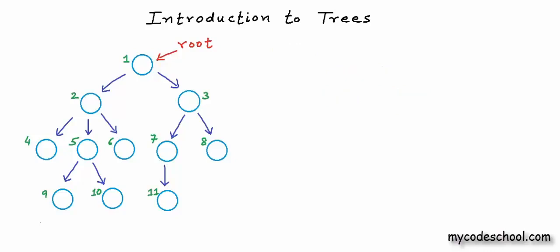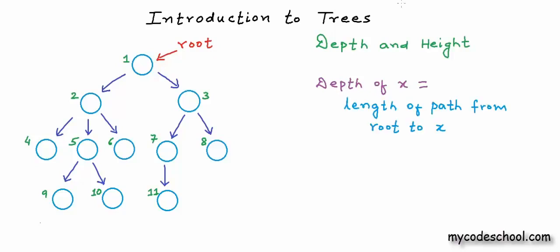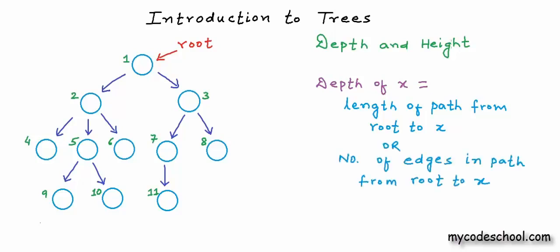Okay, now I want to talk about these two properties called depth and height. Depth of some node x in a tree can be defined as length of the path from root to node x. Each edge in the path will contribute 1 unit to the length. So we can also say number of edges in path from root to x. The depth of root node will be 0. Let's pick some other node.